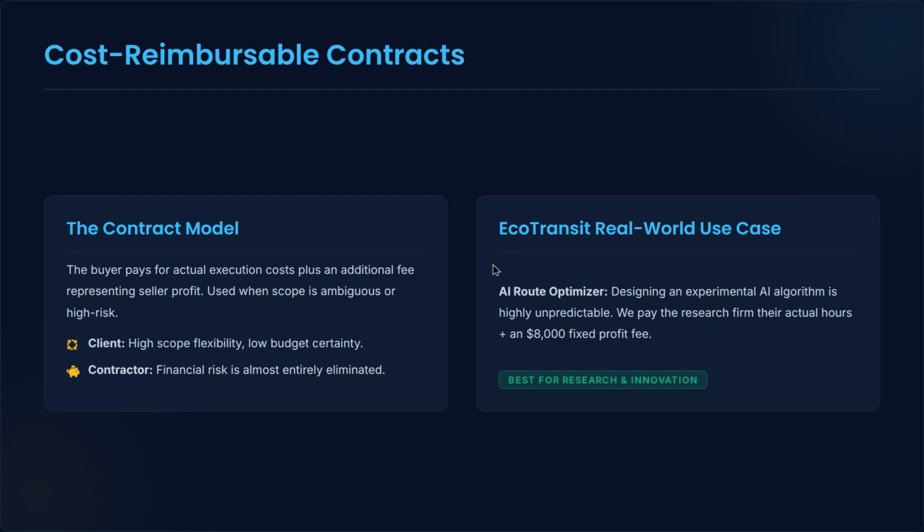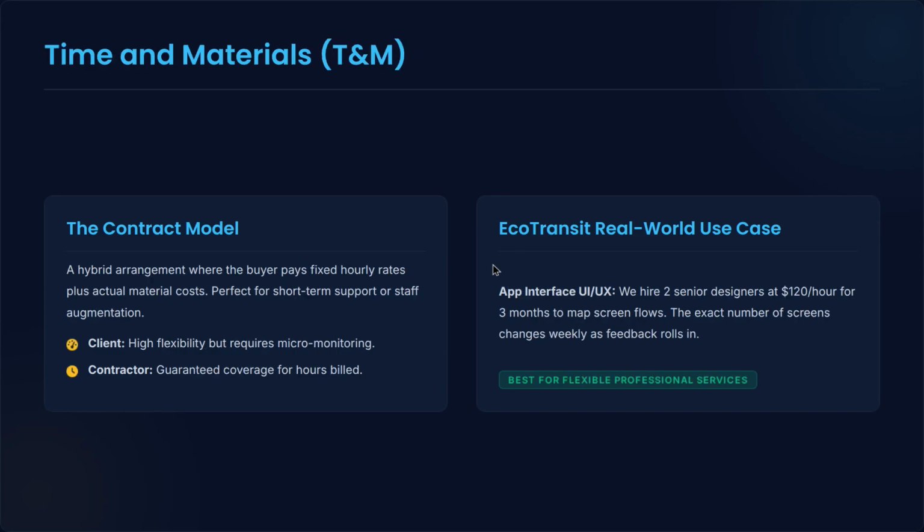Because nobody has built this specific algorithm before, we can't write a fixed price contract. No contractor would take that risk. So we hire an AI research agency on a cost reimbursable basis. We pay their development cost plus a flat $8,000 profit fee. It keeps the project moving without forcing the vendors into a financial corner.